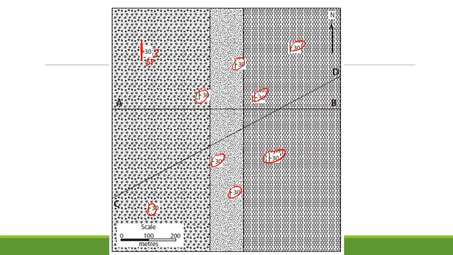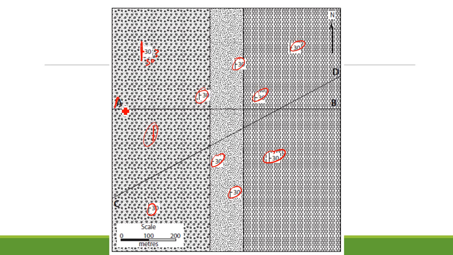Sometimes you'll find that there is only one bed where you can measure bedding, so you'll only have one bed that has a bedding measurement, and for the other two you have to either infer that it's parallel to this bed, or you have to use some other kind of criteria to figure out exactly what the strike and dip is doing. But in this case we know that they're all dipping at 30 degrees because there are multiple measurements on each bed saying that they're at 30 degrees.